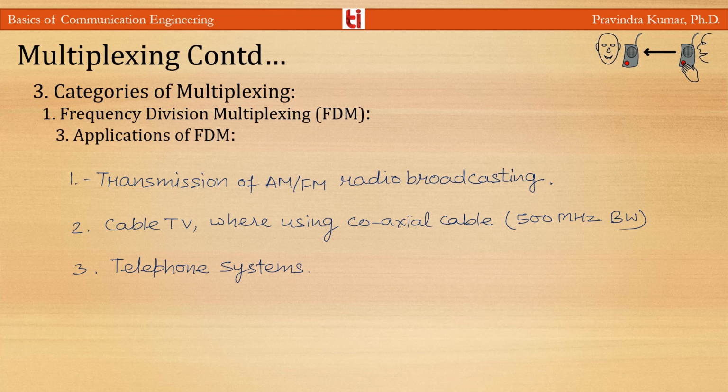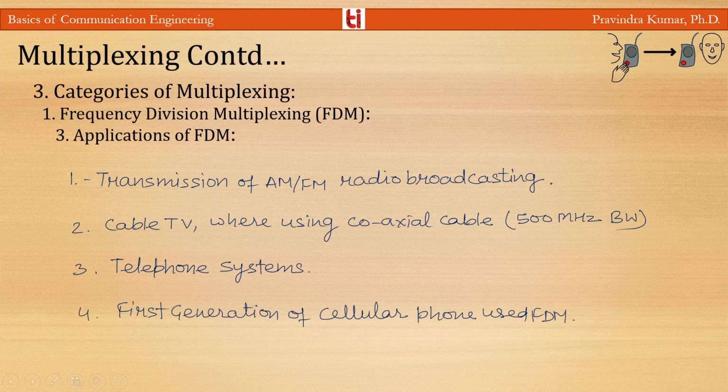Cable television, where usually over a coaxial cable of 500 megahertz bandwidth, we can send as many as 100 different channels, and they can be separated out with the help of a band pass filter at the receiver. And in the telephone system we use FDM, and the first generation of cellular phones used FDM.